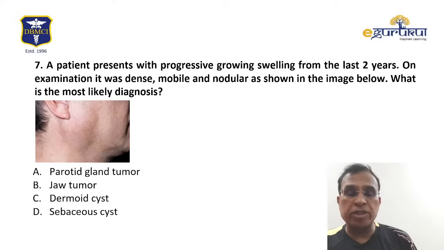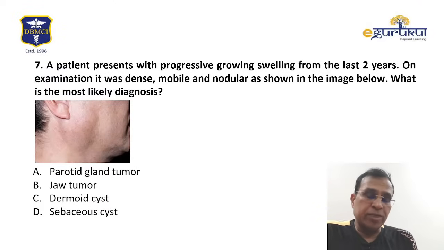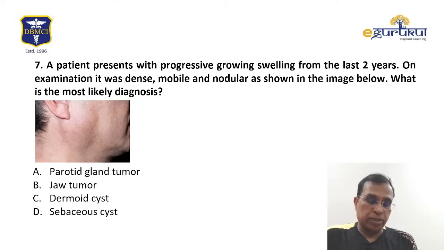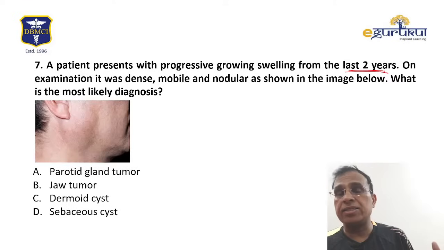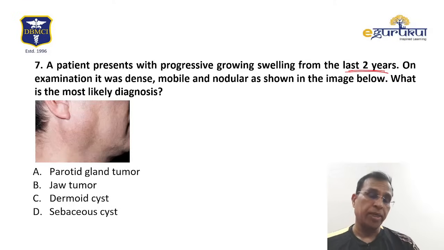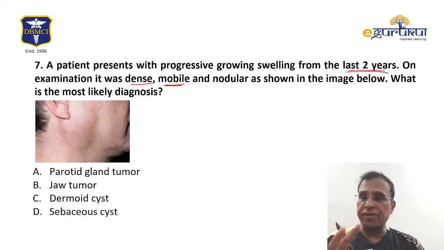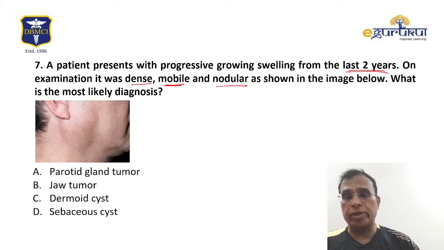A patient presents with a progressively growing swelling for the past 2 years, on examination it was dense, mobile and nodular as shown in the image below. What is the most likely diagnosis? So there is a progressive, long standing swelling, 2 years. So it cannot be a malignancy, because malignancies are very fast growing swellings, not slow growing. And it's a dense mobile swelling, it is not fixed, again that rules out a malignancy. And nodular, a single nodule, not multiple nodular swellings.